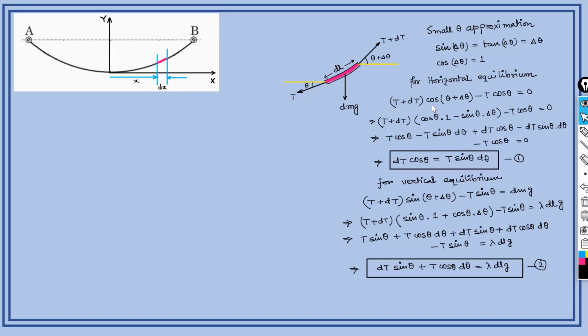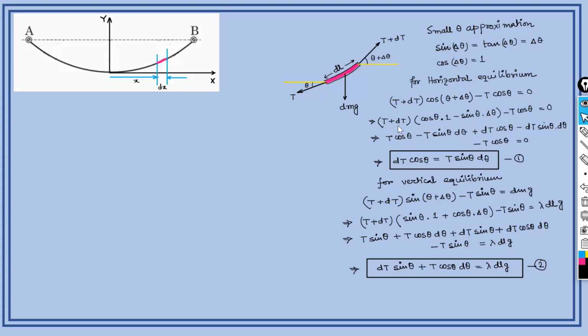Now if I expand this cos of theta plus delta theta term, you can see that it is cos A cos B minus sin A sin B. What I have done is write cos theta as it is, but cos of delta theta I have made 1 because of this approximation. Similarly, sin theta I have kept the same, but sin of delta theta I have made only delta theta because of this approximation.